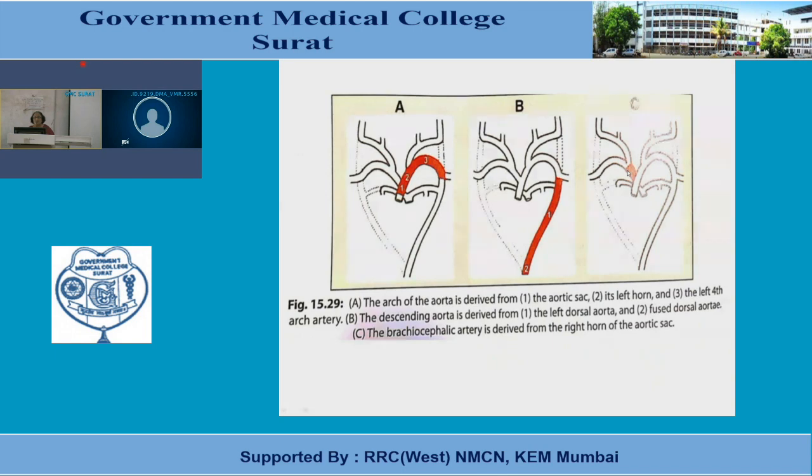Okay, so all these three I will repeat. The arch of aorta is formed by the aortic sac, left horn, and the left fourth arch artery. All three developing arises from the arch of aorta. Here the descending aorta is derived from the left dorsal aorta and the fused median aorta. And the brachiocephalic artery, here you can see in the third diagram, is derived from the right horn of the aortic sac. So all three collectively summarized shortly.